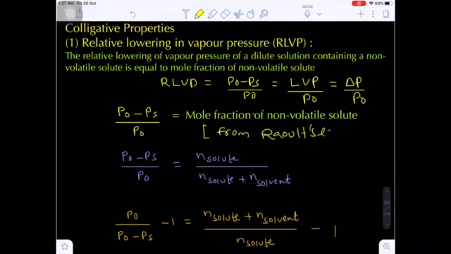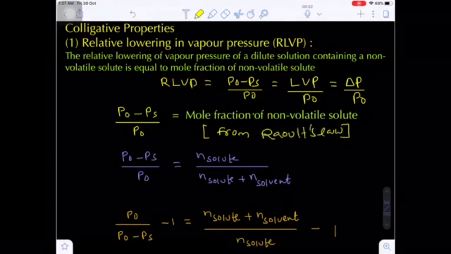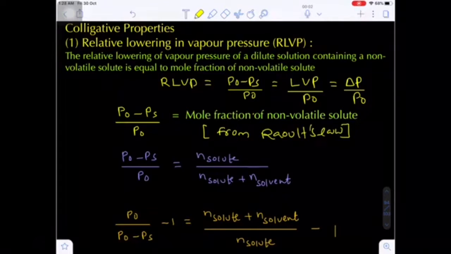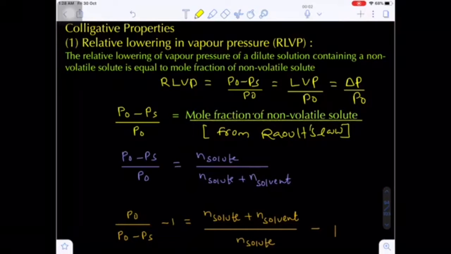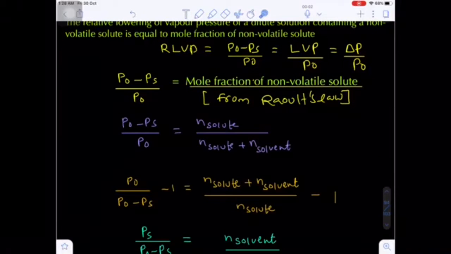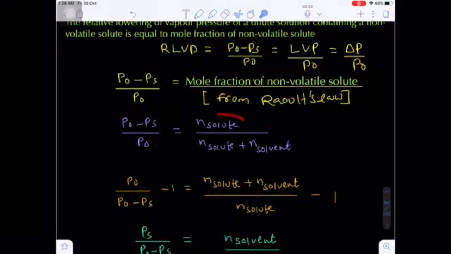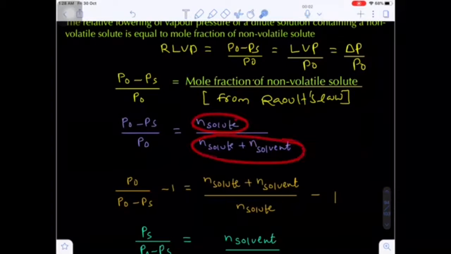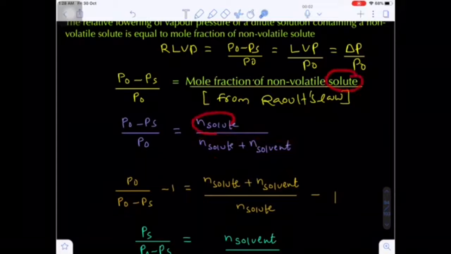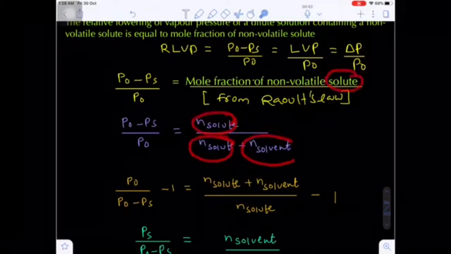What is the statement of Raoult's law? When a non-volatile solute is added to a volatile solvent, then the relative lowering of vapor pressure of a dilute solution containing a non-volatile solute will be equal to the mole fraction of the non-volatile solute. This is the statement of Raoult's law. Okay. Now the RLVP, that is P0 minus Ps by P0, will be equal to the mole fraction of the solute. How to define the mole fraction? Given number of moles upon total number of moles, so the number of moles of the solute divided by the total number of moles of solute and solvent.